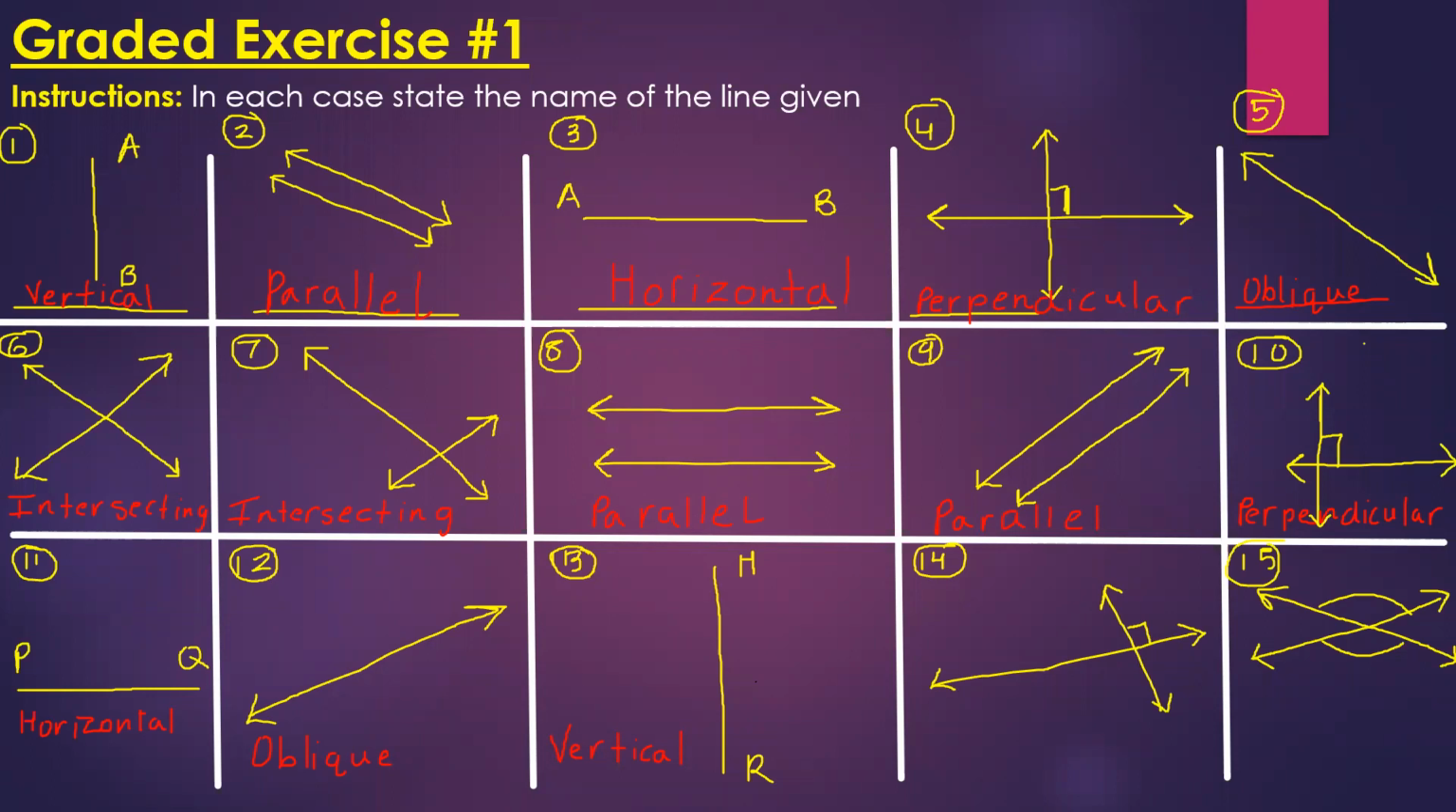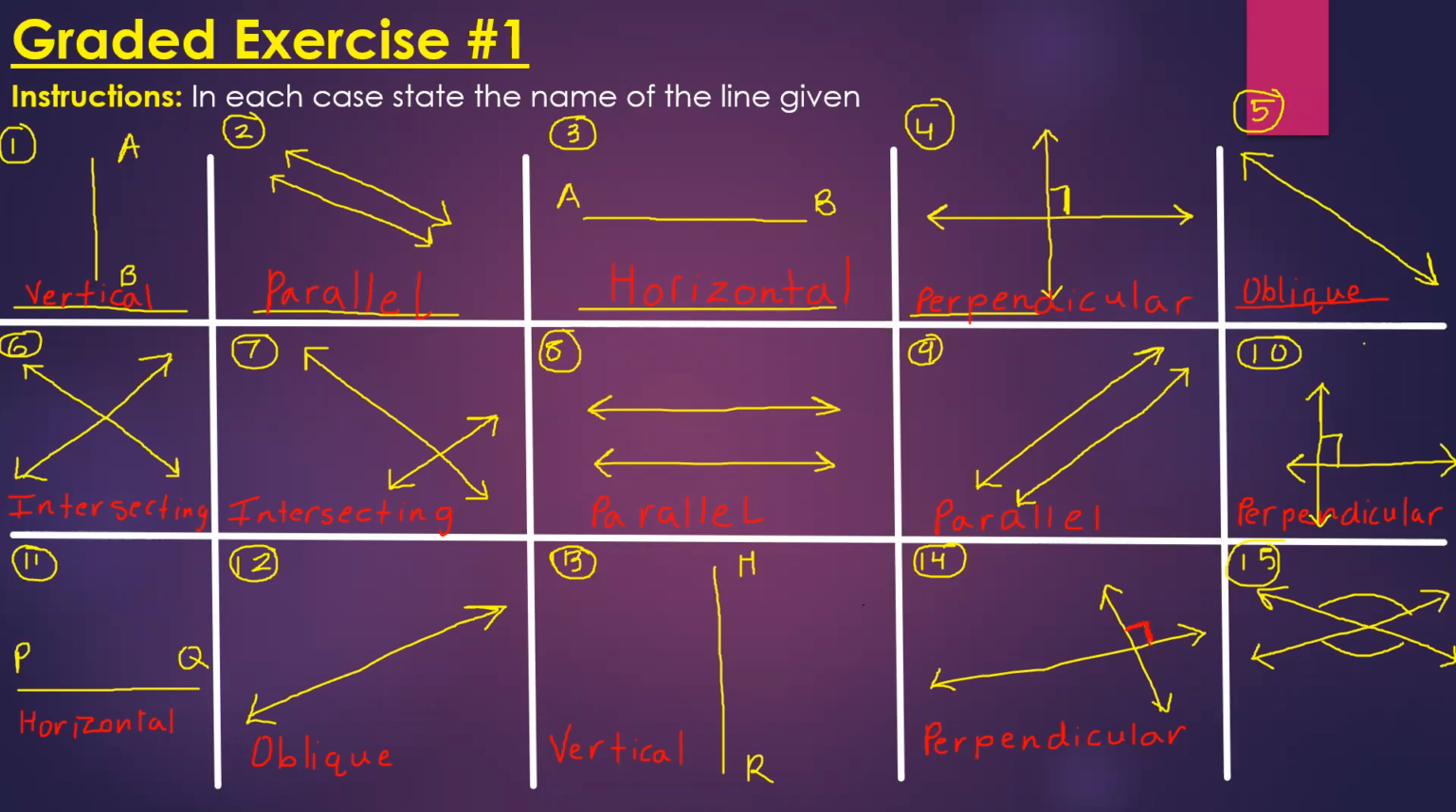So for number 14, what do you have, Shakaina? Intersecting. No, that's not intersecting. Is it perpendicular? The reason why we know it's perpendicular is because it has what? What gives it away that it's perpendicular? No, because of the little box there. That box tells us that it's 90 degrees.